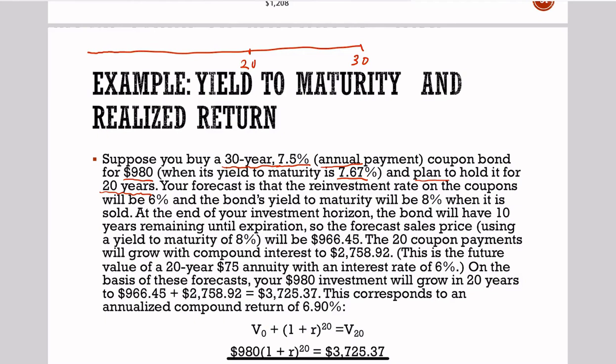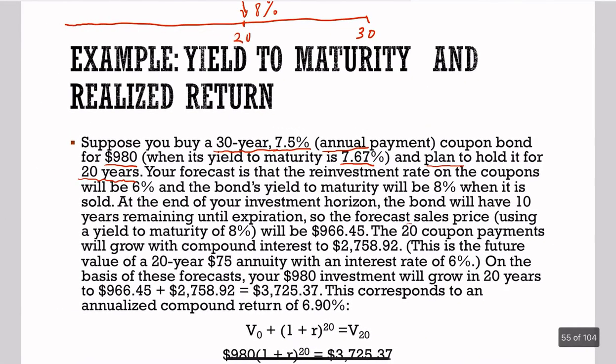And the bond yield to maturity will be 8% when it is sold. So basically, this tells you there will be price risk, 8% for this yield. At the end of your investment horizon, the bond will have 10 years remaining. So if you want to calculate your return, the first step is you want to ask, what is your selling price after 20 years? This is the basic question you have to ask.